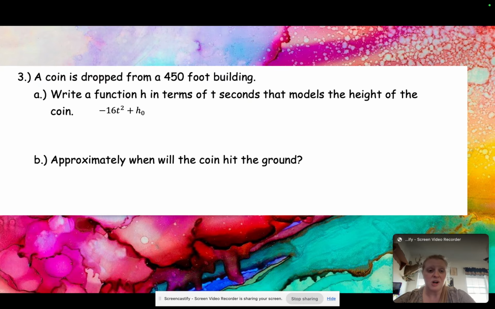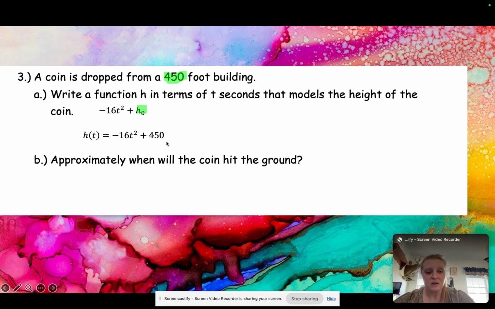So we're going to use our dropped object formula, which is negative 16t squared. All you have to do is plug in your starting height, which is 450. Okay, so we're just going to pretty it up a little bit. H of t equals, and then put your formula right here. And that's it for part A.